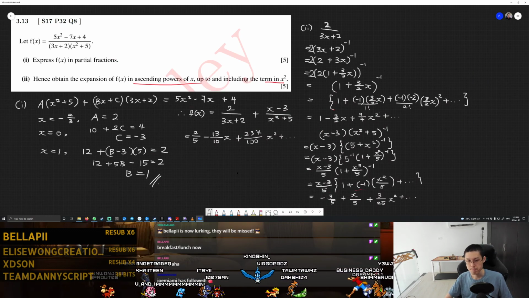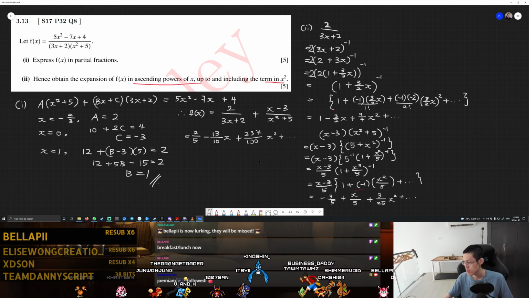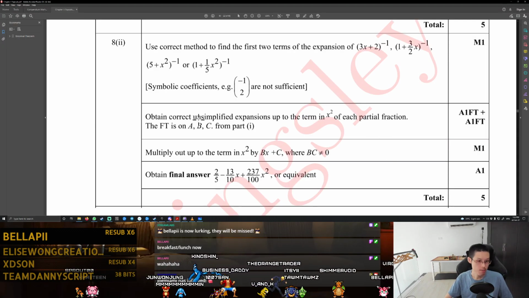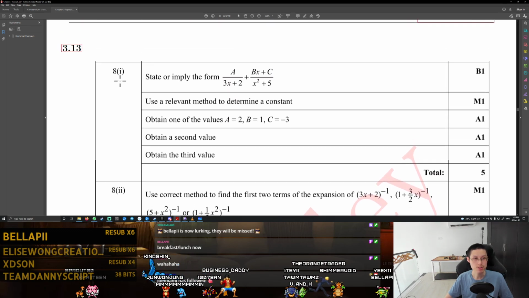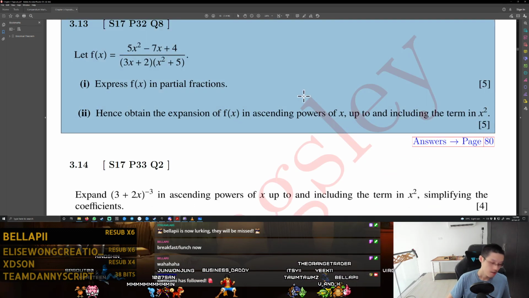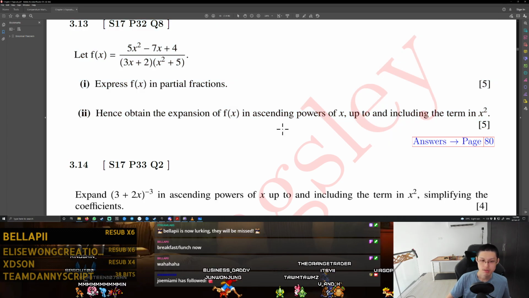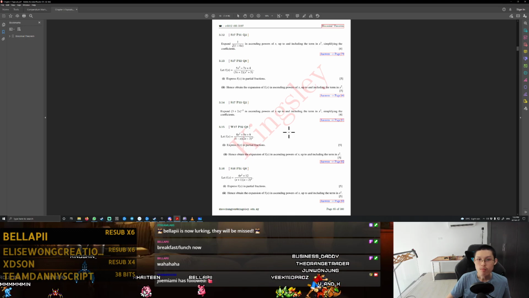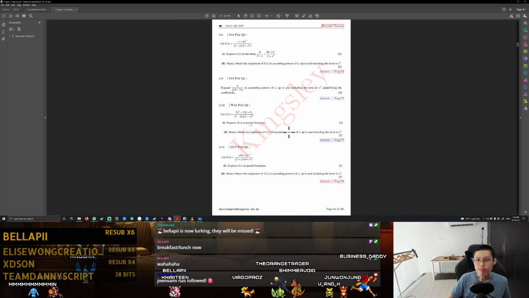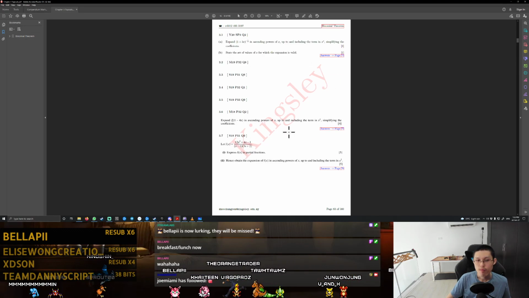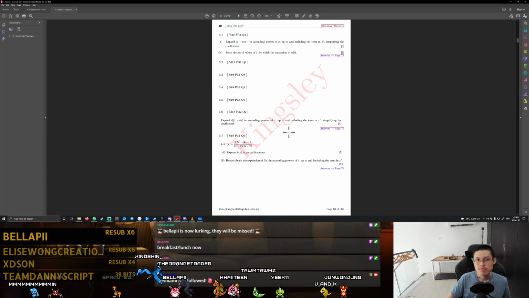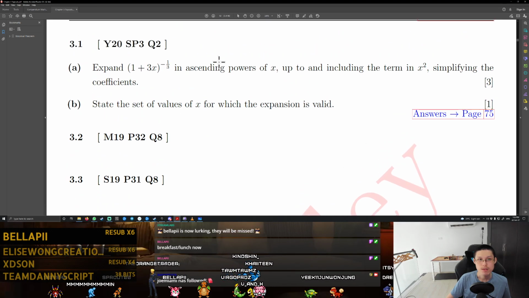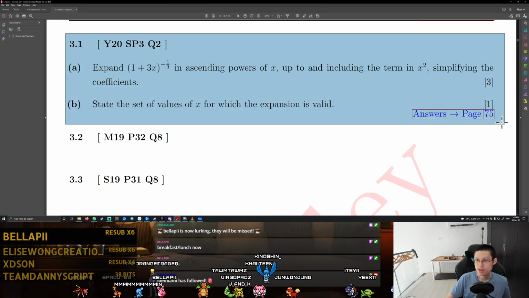Okay, so there it is. Okay, let's do one more question. This question, I'm going to try to find one where you have to use the modulus of x is less than 1. Aha, this one. The very first question.